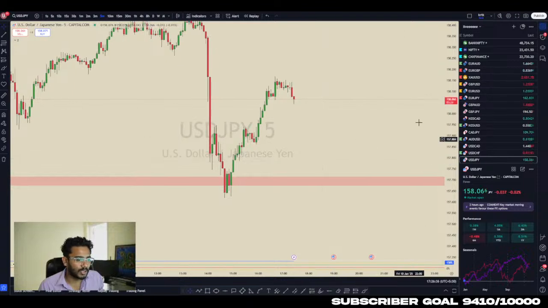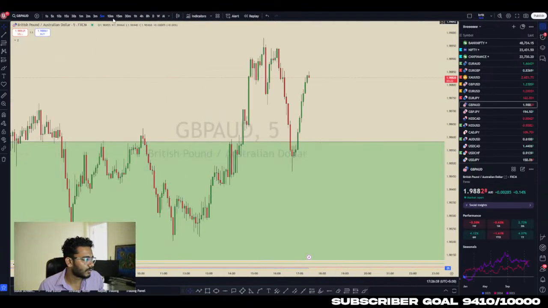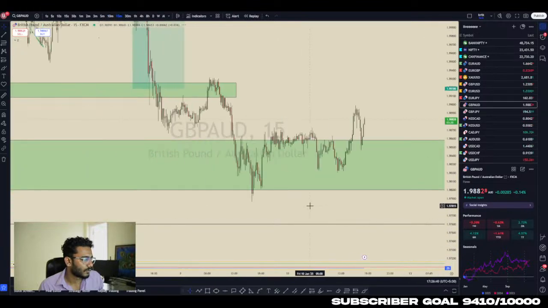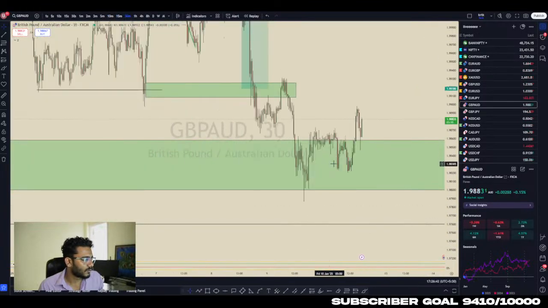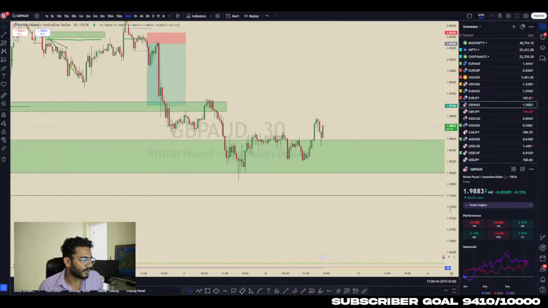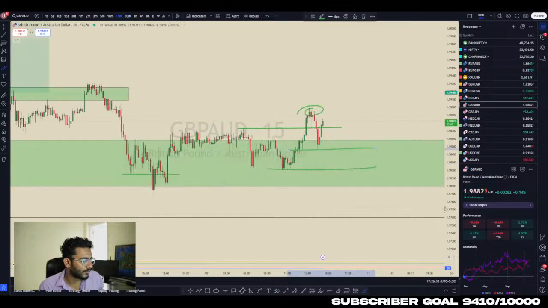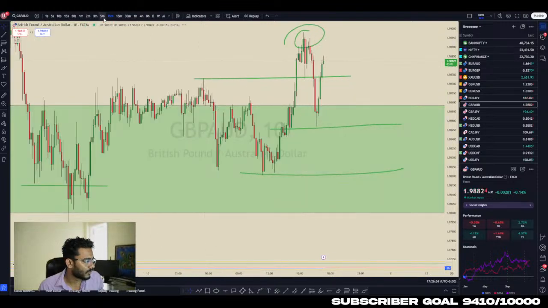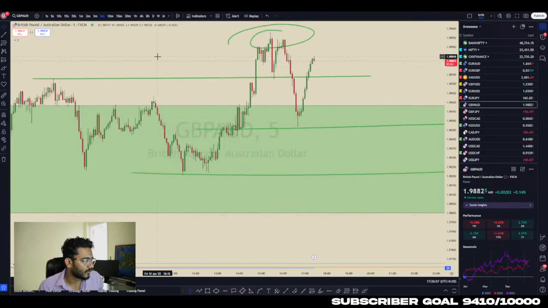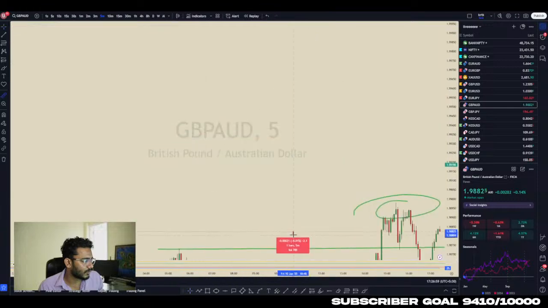On GA, let's see. Okay, GA also is going to the upside. We can see price has broken the structure, created a new high, and is tapping this order block. If you go to 30 minutes, let's refine the order block. So on GA we have this order block which is unmitigated.